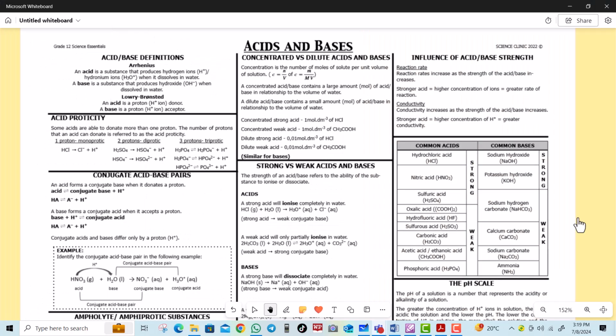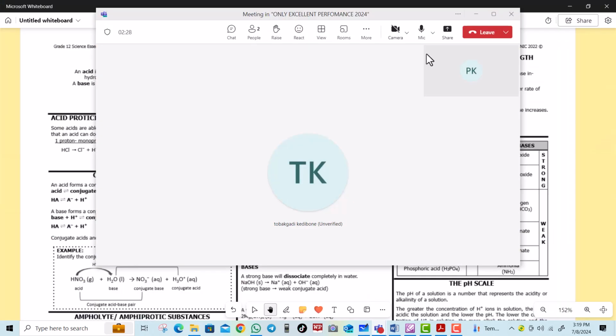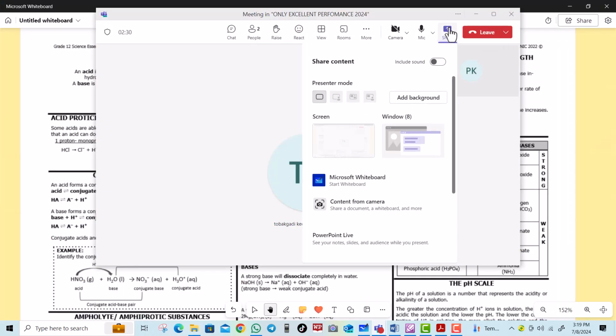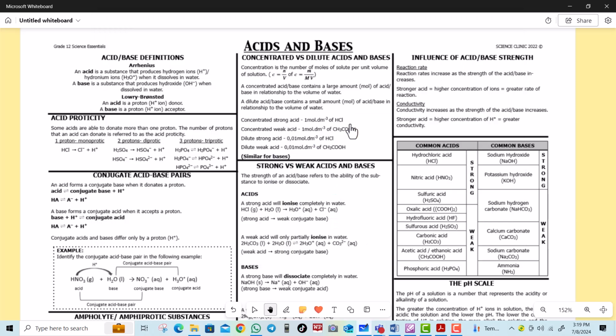Using acids and the bases, I'm going to share the worksheet right now on your screen. You tell me when you see it, because we're almost there. Can you see the worksheet yet on your phone? I can see it. You can see it, okay, that's perfect.